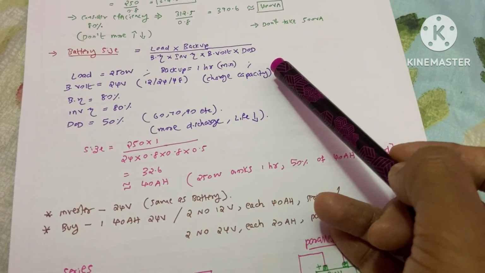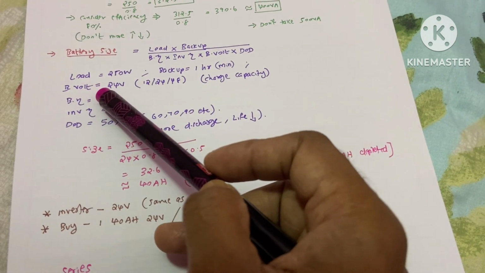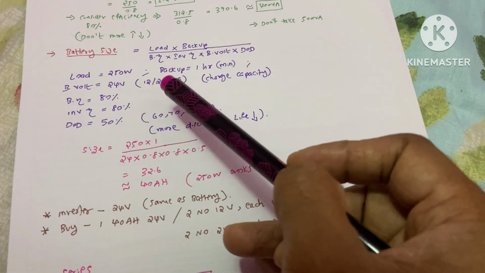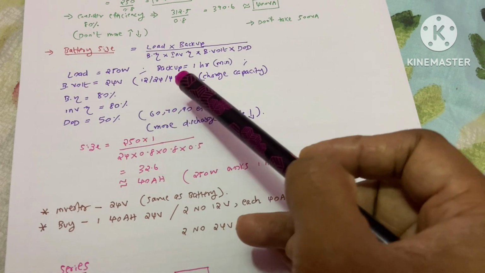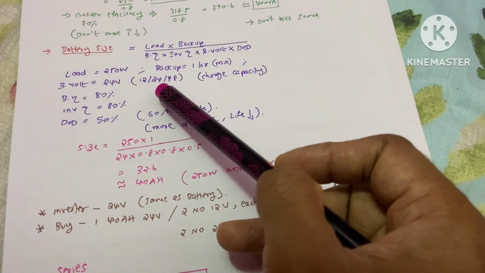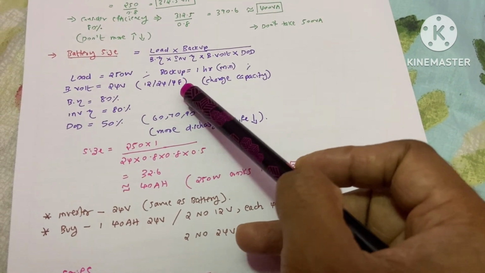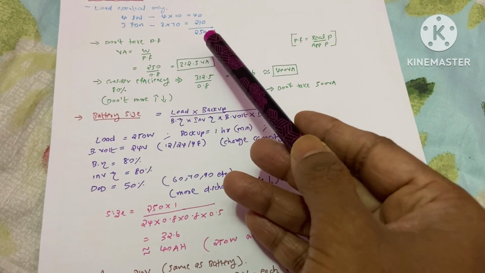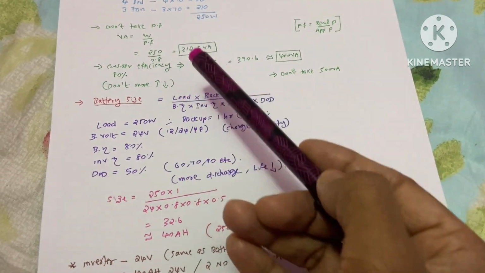Okay, and the next is the battery voltage. You could take 12 or 24 volt or 48 volt. It depends upon your system. Here our system is LED and fans.